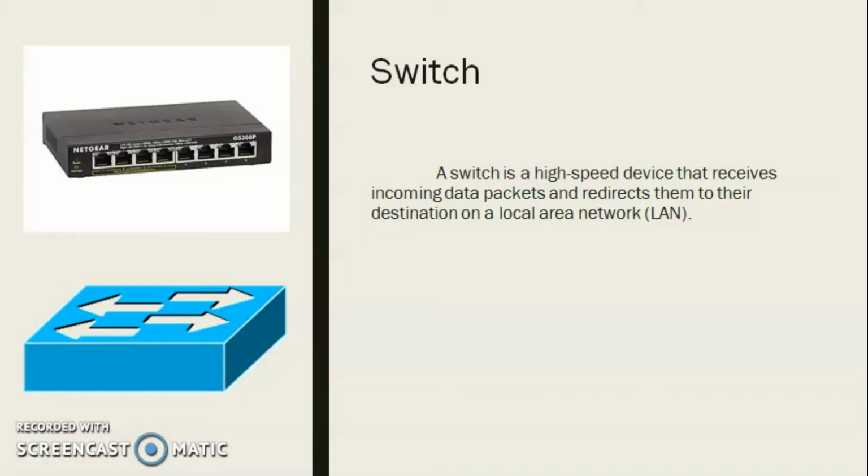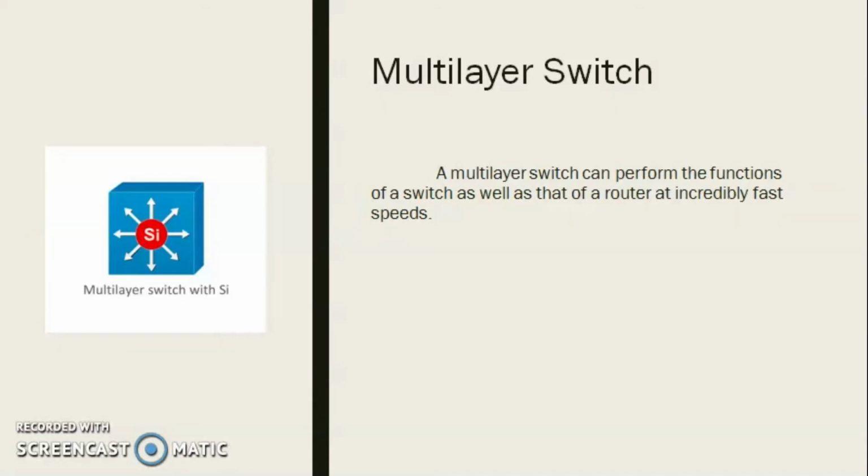Thank you. The multi-layer switch is a network device that has the ability to operate at higher levels of the OSI model. Unlike the traditional data link switch, a multi-layer switch can perform the functions of a switch as well as that of a router at an incredibly fast speed. A switch traditionally inspects frames, while a multi-layer switch inspects deeper into the protocol data unit, just like a router.